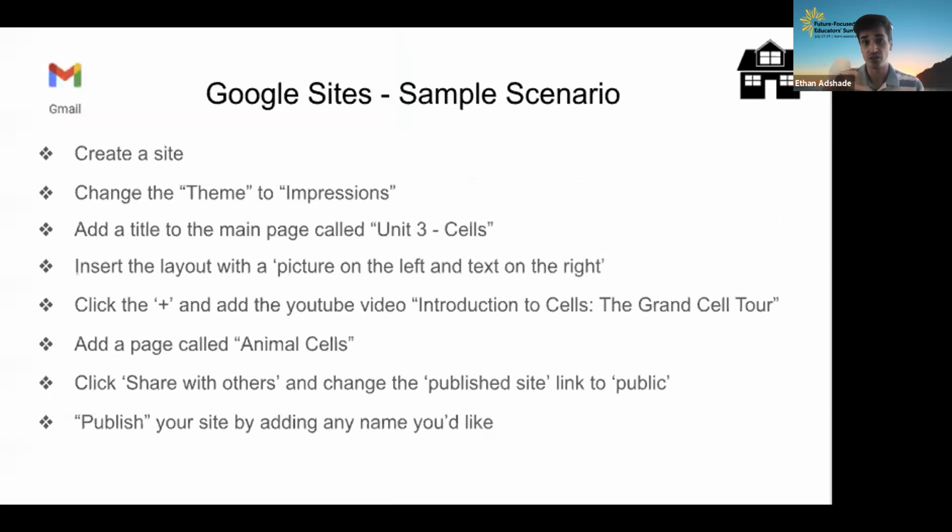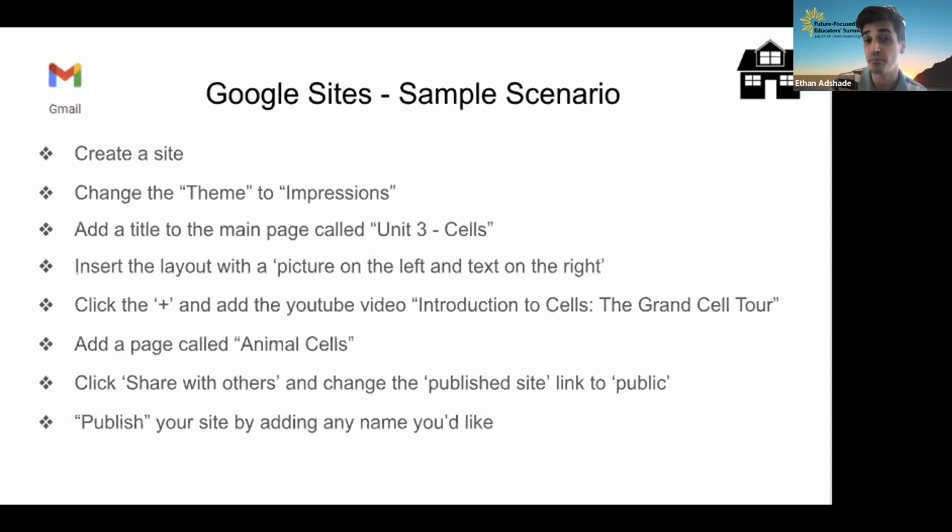From start to bottom, we're going to create a site, and there's a total of eight tasks. You start out creating a site. We then want to change our theme to Impressions. We want to add a title to the main page called Unit 3 Cells. We want to insert a layout with a picture on the left and text on the right. We want to add a YouTube video called Introduction to Cells, the Grand Cell Tour.